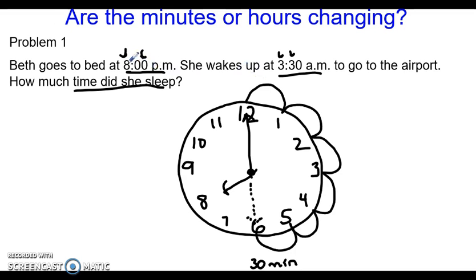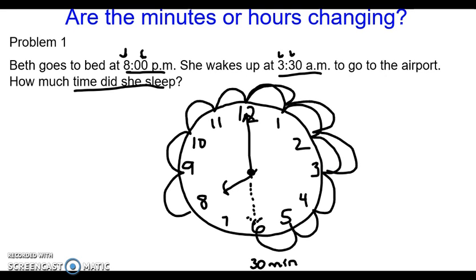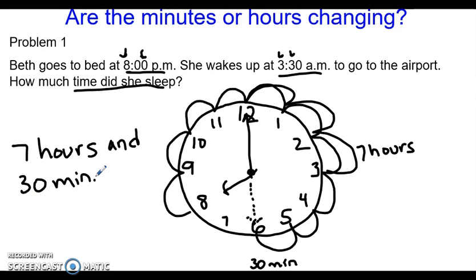Now let's move our hour hand. So, I'm going to count my hours from 8 to 3. I'm going to count my hours by ones. So here's 1, 2 hours, 3 hours, 4 hours, 5 hours, 6 hours, 7 hours. So, how much time did she sleep? Well, she slept 7 hours and the 30 minutes. So I used my clock to help me figure out the time.